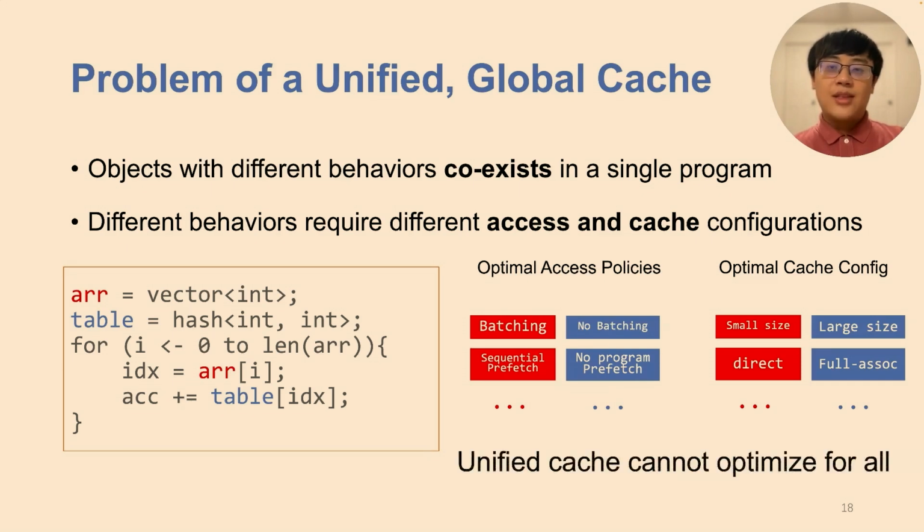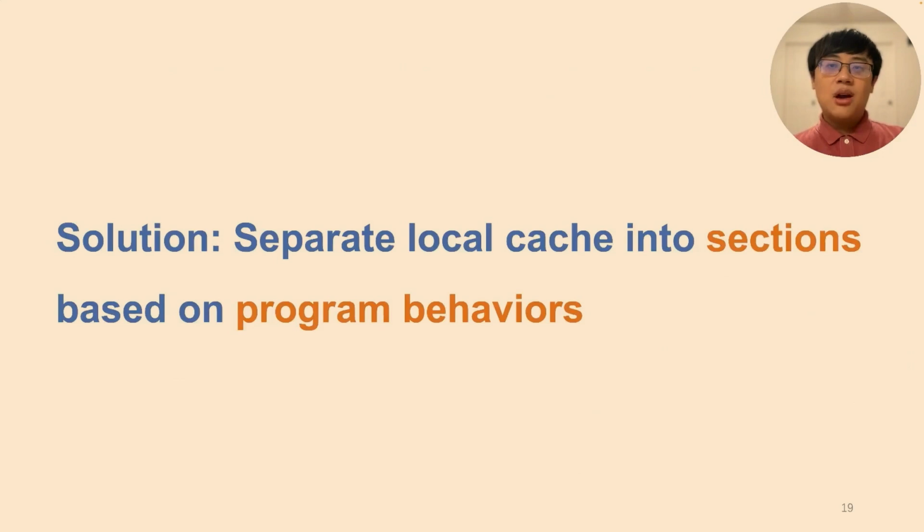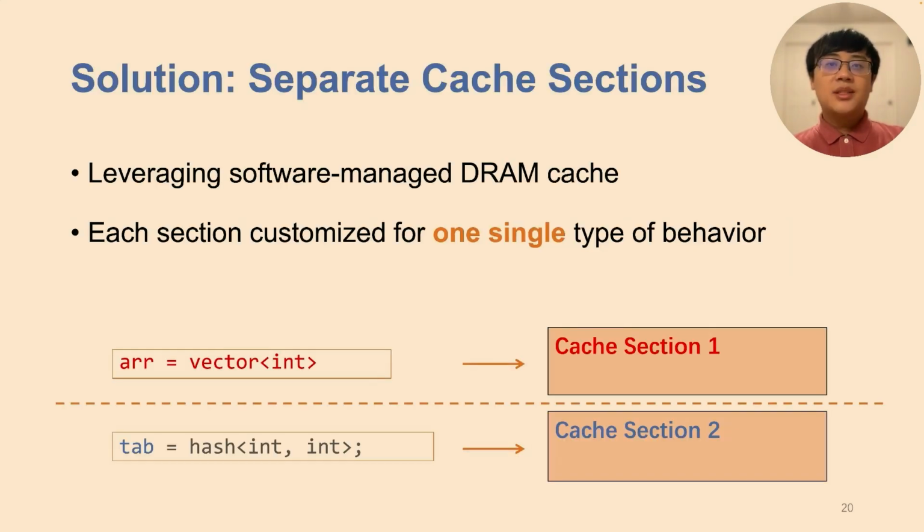A single, unified cache is impossible to optimize for all these distinct behaviors at the same time. Leveraging our knowledge of the behaviors, Mira's solution to this is to separate the local cache into smaller sections based on program behaviors. We observed that in far memory systems, all global caches are software-managed DRAM caches. As Mira can already identify different behaviors, we could fully utilize this feature and split the whole cache into a set of smaller sections, with each section customized for just one single type of behavior.